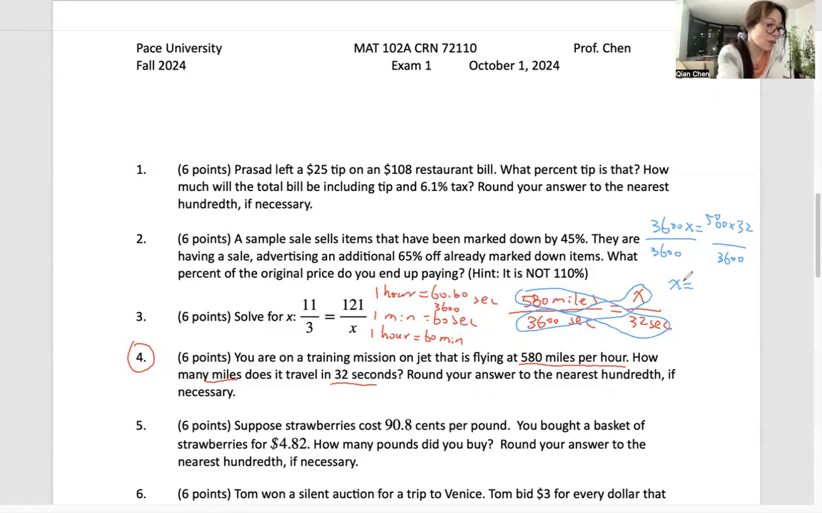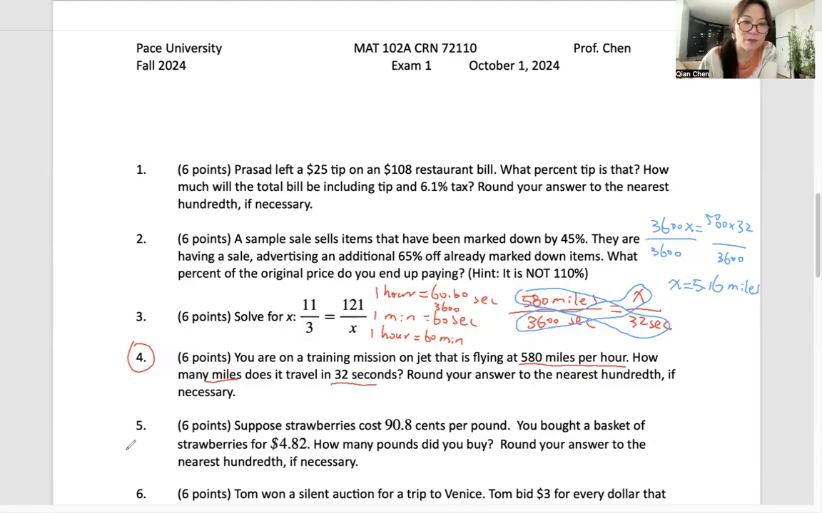So I hit into my calculator, 580 multiplied by 32 divided by 3,600. So I get 5.15555. I'm going to keep two decimal places, so 5.16 miles. Right, so that's for 4.